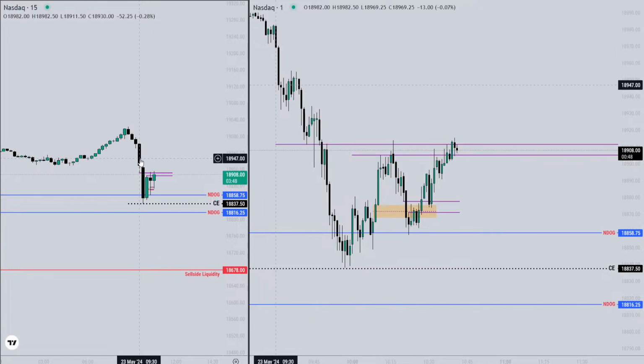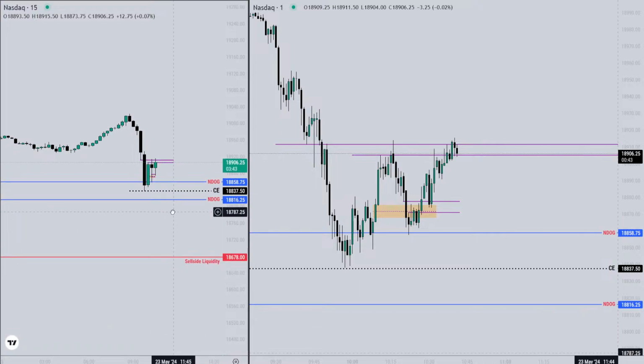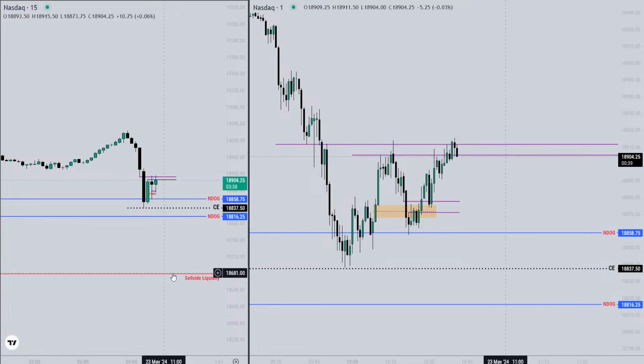This parallel gap is extremely important. It can reverse the price for the sell side liquidity. This is that sell side liquidity. I'm just bearish until this sell side liquidity.